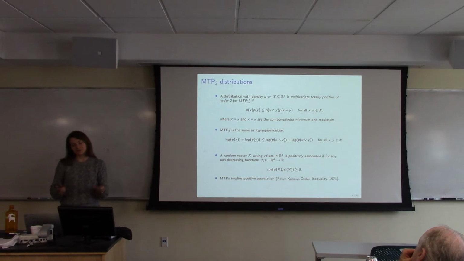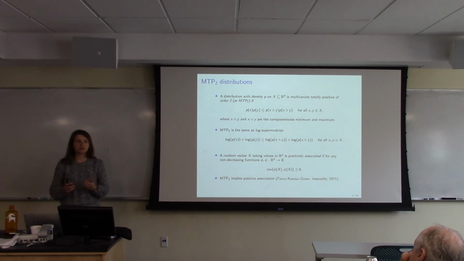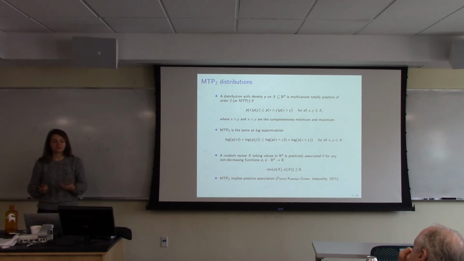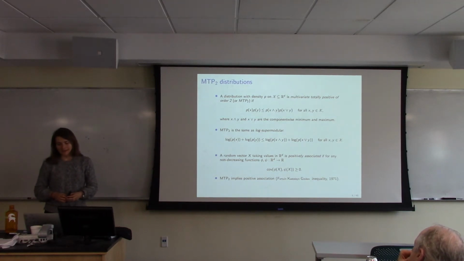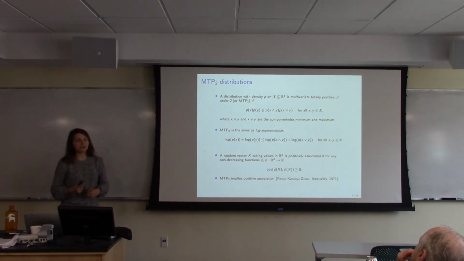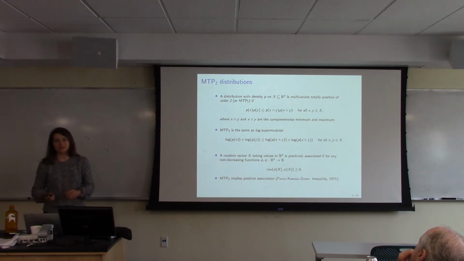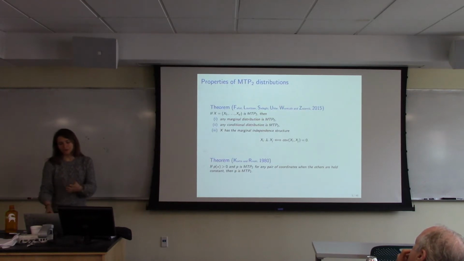So, for example, phi of x could be x_i and psi of x could be x_j. So clearly the covariance between the coordinates is non-negative, but it's a stronger condition than that. And it turns out that MTP2 implies positive association, and moreover, it has nicer properties than positive association. That's why we're going to look at it. Okay, so what are some properties of MTP2 distributions?